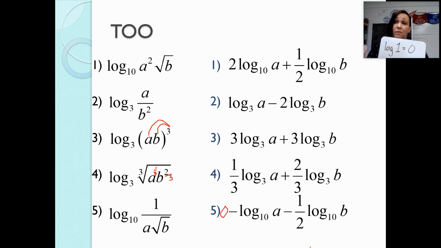Now in my work, maybe I would have written this down. Or as we get a little bit more comfortable with logs, maybe we will memorize that the log of 1 is always 0, and then we don't have to write it down. But that's why the log of 1 did not show up in the answer.